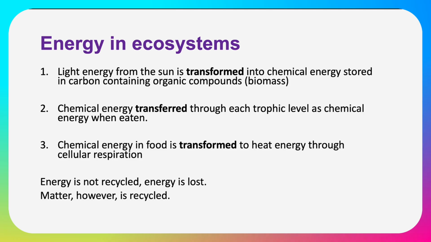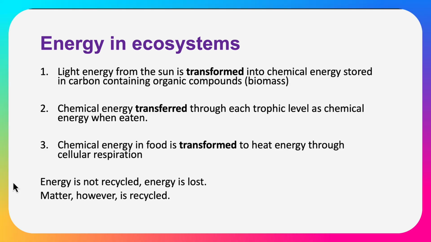Now, just as a bit of a summary for what we've talked about, light energy from the sun is transformed into chemical energy and stored in the carbon-containing organic compounds that we call biomass. Chemical energy is then transferred through each trophic or feeding level, each level of the food chain or food web, as chemical energy when it gets eaten. The chemical energy in food is then transformed to heat energy through cellular respiration. So ultimately, energy is not recycled, energy is lost.